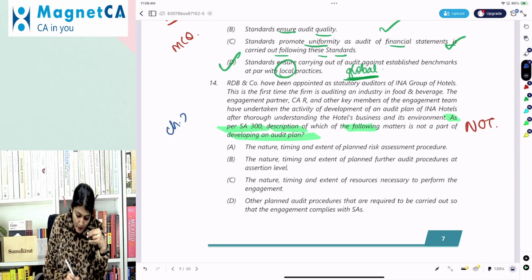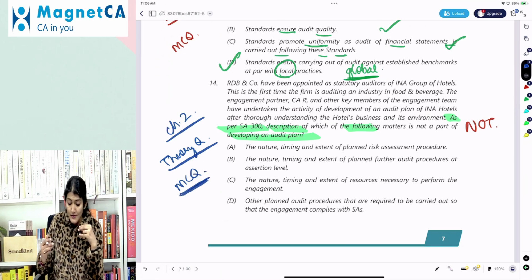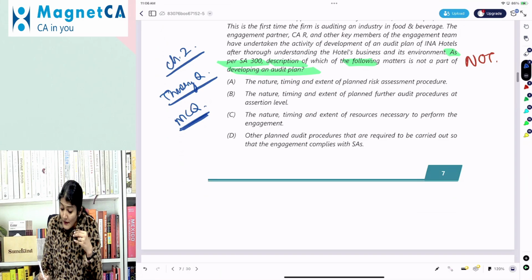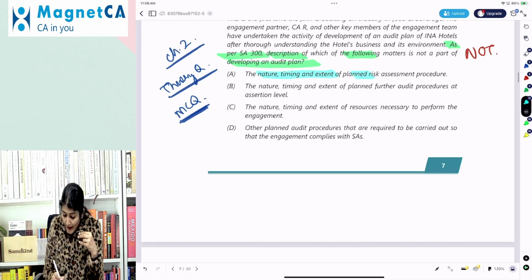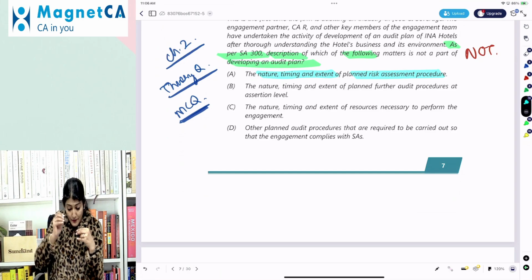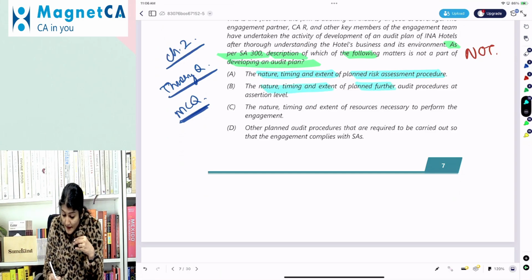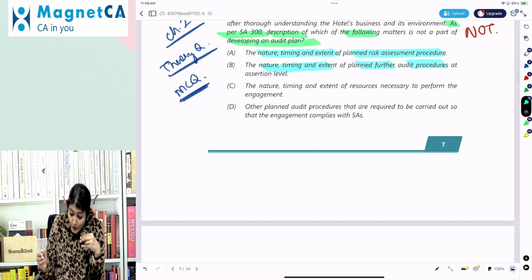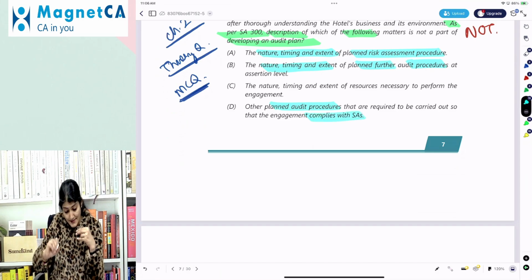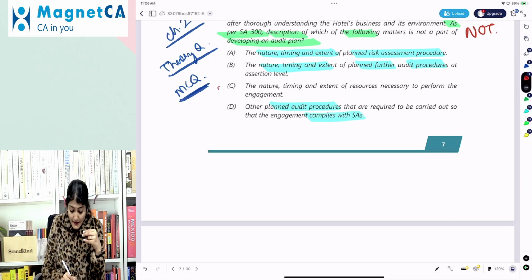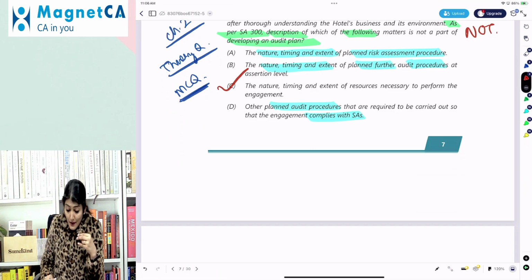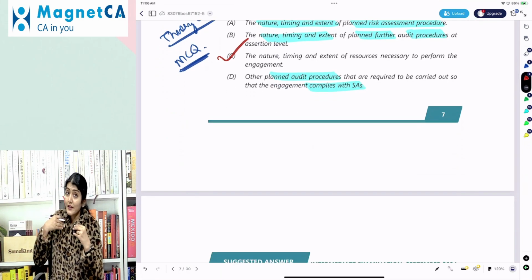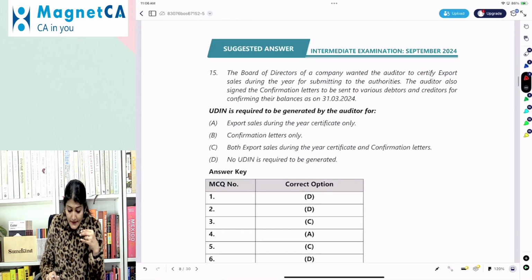So again, a question from chapter number 2, audit strategy, audit planning program, which could be a theory question and has been converted into an MCQ, right? So nature, timing, and extent of planned risk assessment procedure included in description. Nature, timing, and extent of planned further audit procedure included. Other planned audit procedure to comply with the standards. Yes, and nature, timing, and extent of resources, that does not come in your description of the audit plan. Okay, right? The last question.